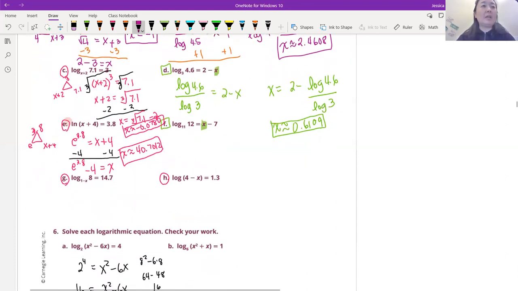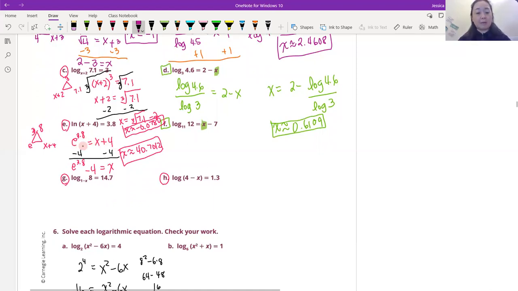All right. For E, the only thing you need to know is what is the base, because we're changing to exponentials, right? Because our x is in the argument. So remember, the base is e, not 10. That's what natural log is. So it is e, and then x plus 4, and on the top it's going to be 3.8. And it's going to be e to the 3.8 is equal to x plus 4.